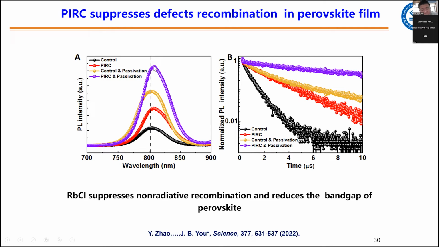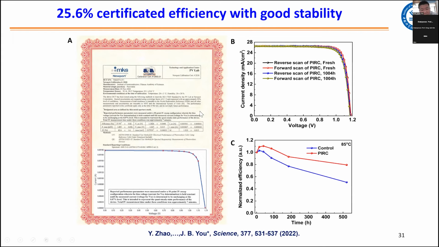The reduced band gap will increase the short circuit current a little bit, and this second phase can also lead to a very long diffusion lifetime. So based on this strategy, we get 25.6% certified efficiency, and also improved thermal stability and storage stability. I have to mention the storage stability has been increased.